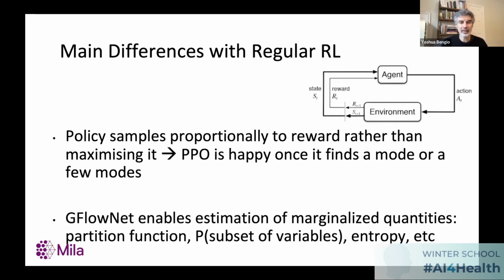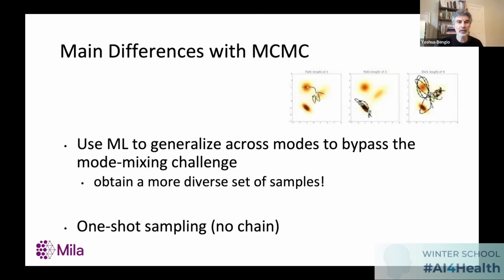And it turns out that you can compute all kinds of useful things, as I mentioned, partition functions, but also marginalize probabilities over subsets of variables. You can compute things like entropy, which would be useful for epistemic uncertainty. The difference with regular MCMC is that we're learning how to search rather than having a fixed recipe, and that learning can take advantage of all the samples we've already acquired.